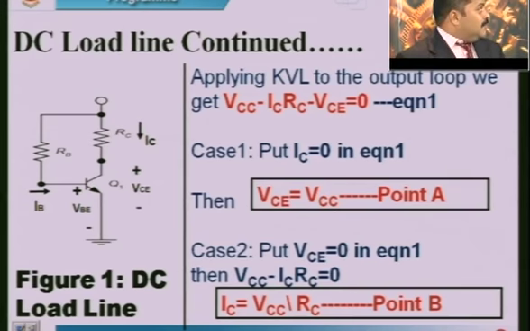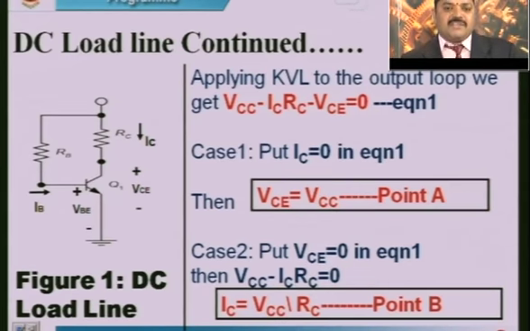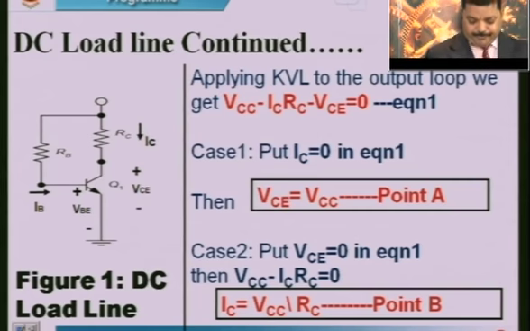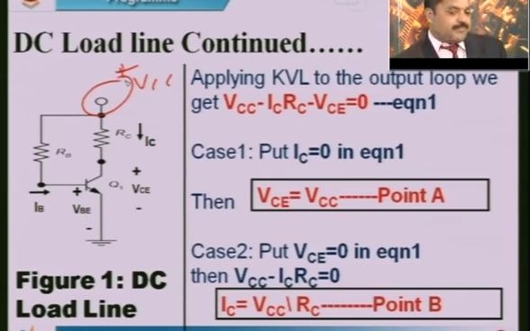Before drawing the DC load line, we need to touch upon this circuit. This circuit consists of RB, RC and Q1, VCE and IC are at the output side. But we have missed one thing here. I have missed a plus VCC here. This is plus VCC, the supply for the device circuit.